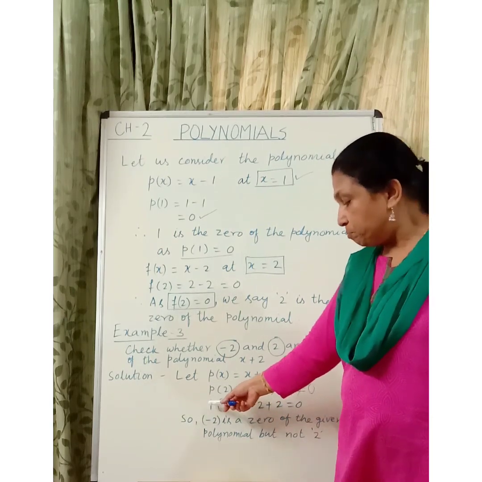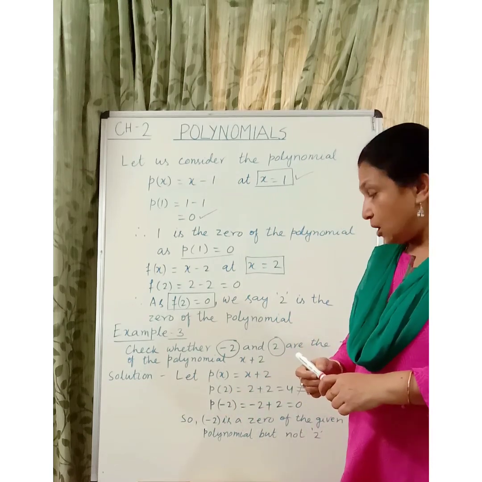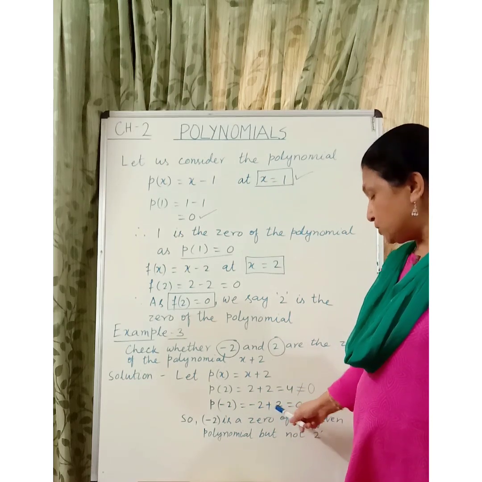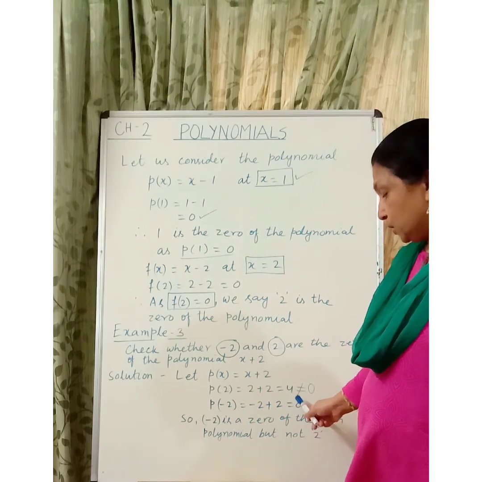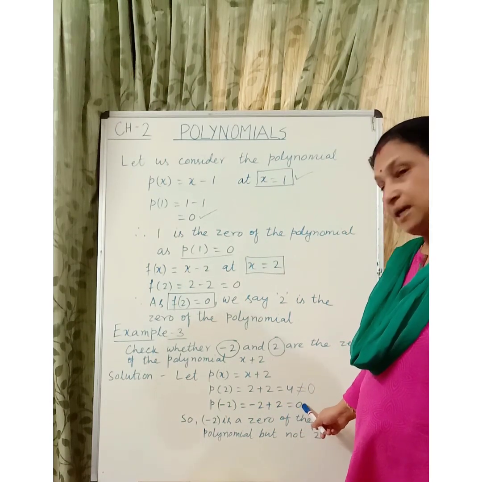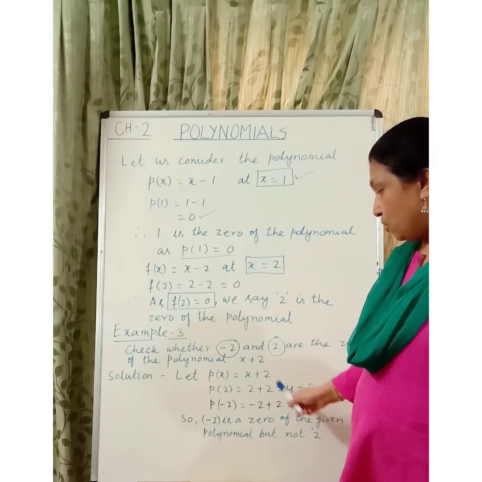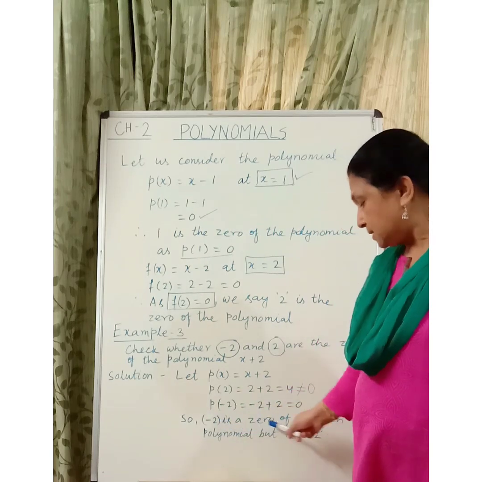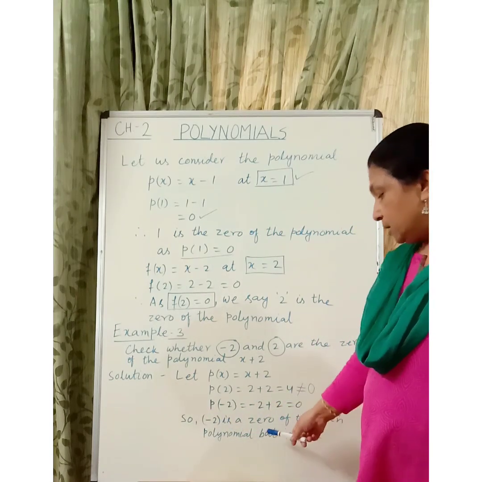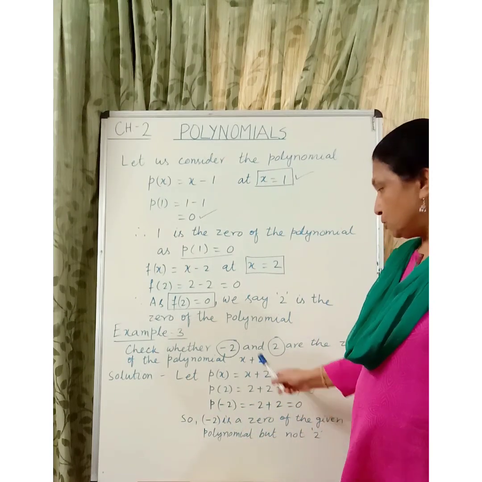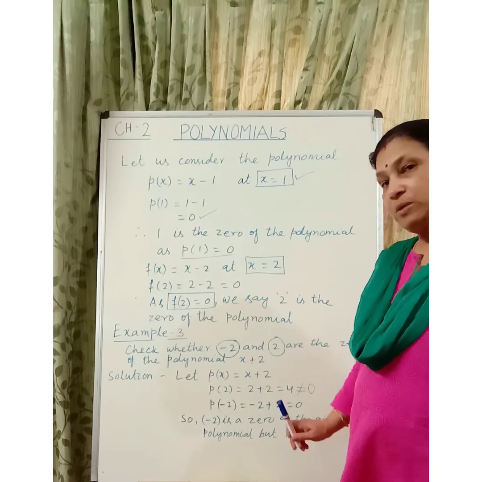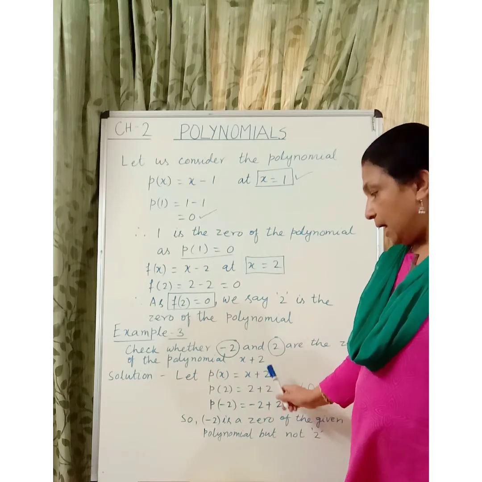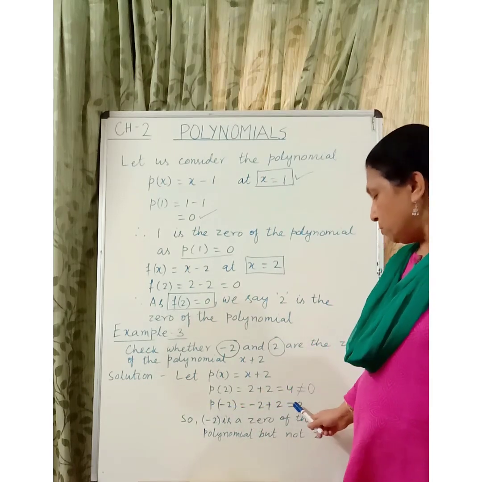Now we will be taking p of minus 2. How much will be the value of p of minus 2? Minus 2 plus 2 is equal to 0. So what do we notice here? So for the second value, that is p of minus 2 is equal to 0. So minus 2 is a 0 of the given polynomial, but not 2. So 2 is not the 0 of the polynomial, but minus 2 is the 0 of the polynomial, as p of minus 2 becomes 0.